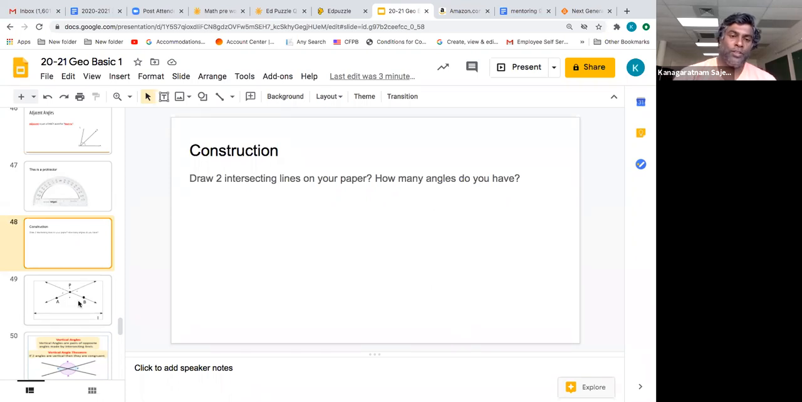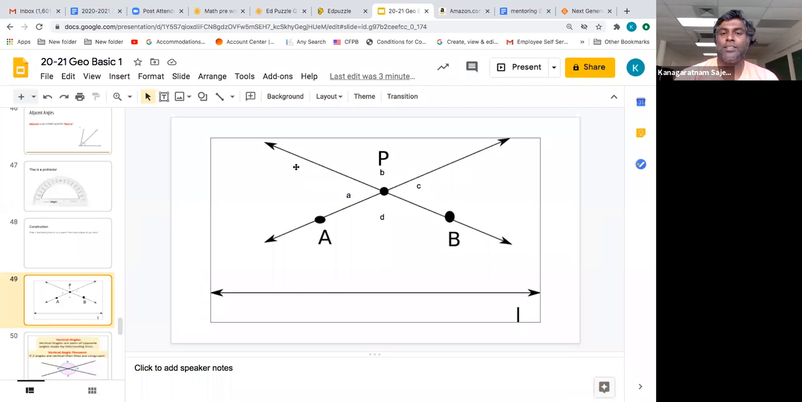So if you do it, it doesn't have to be exactly like that, but I guarantee you, you will have one intersecting point. So if you have some kind of picture like this, that's great. So how many angles do we have? 1, 2, 3, 4 angles.